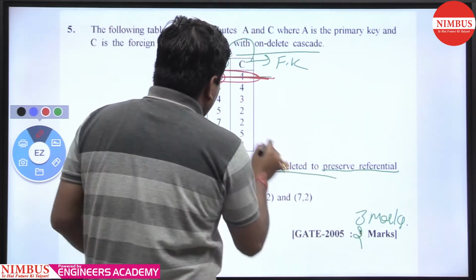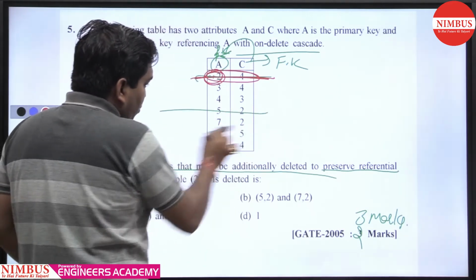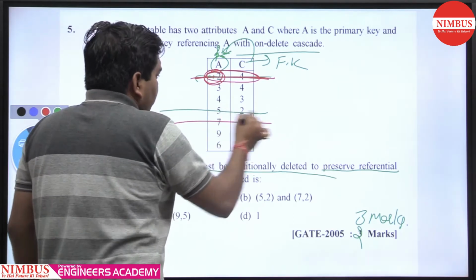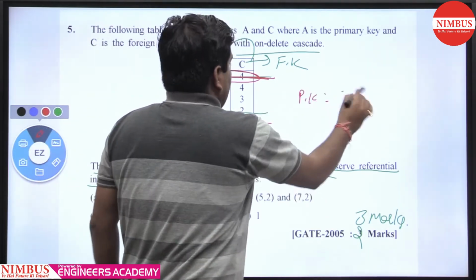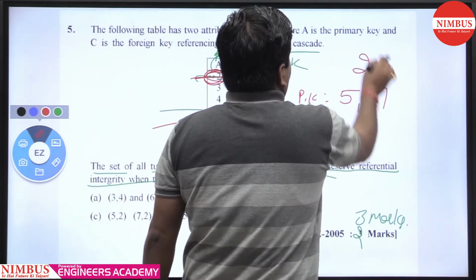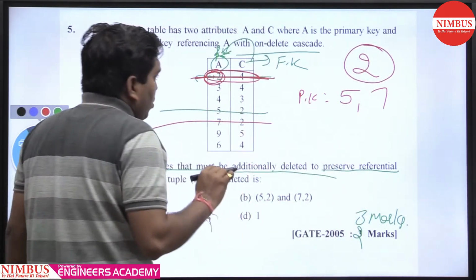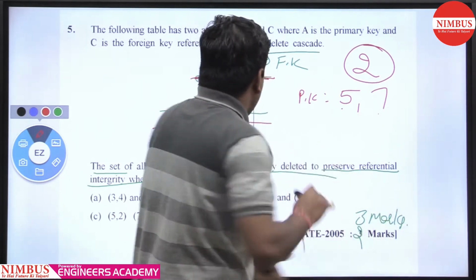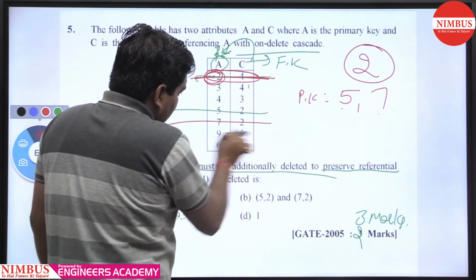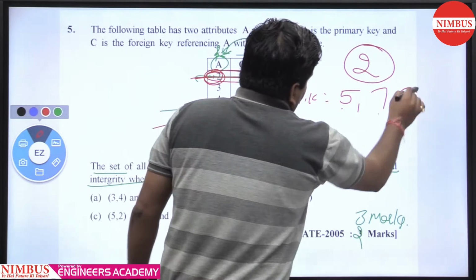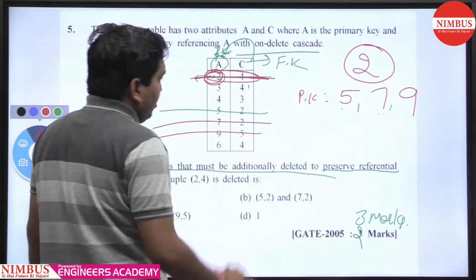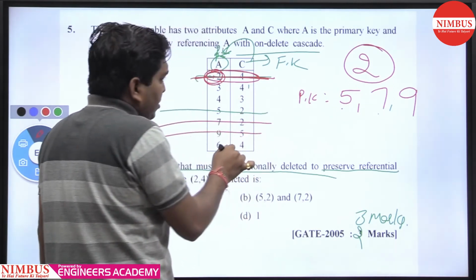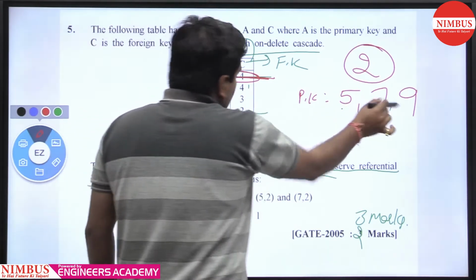Then where is the 2 used? 5 2 and 7 2. Getting my point? Due to this we lose 2 more primary keys, that is 5 and 7, when we delete 2. So we delete the tuples in the foreign key where 5 and 7 are present. Is 5 present anywhere? Yes. Due to that, one key is also deleted, 9. 5 is not present, 7 is present in the foreign key. Is 9 referenced in the foreign key? No, 9 is not referenced.